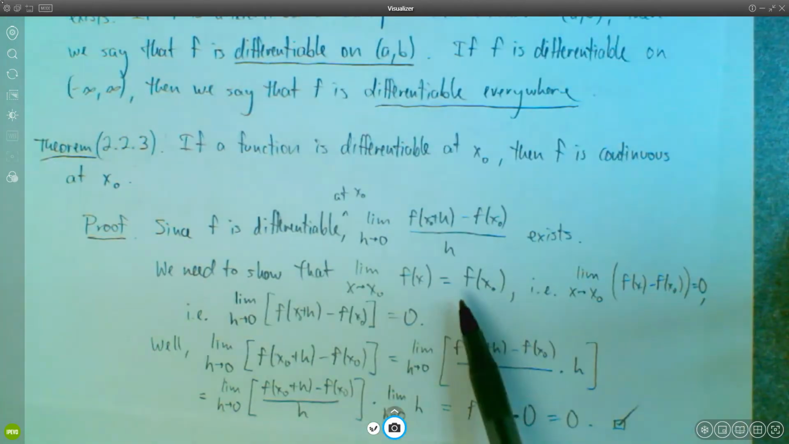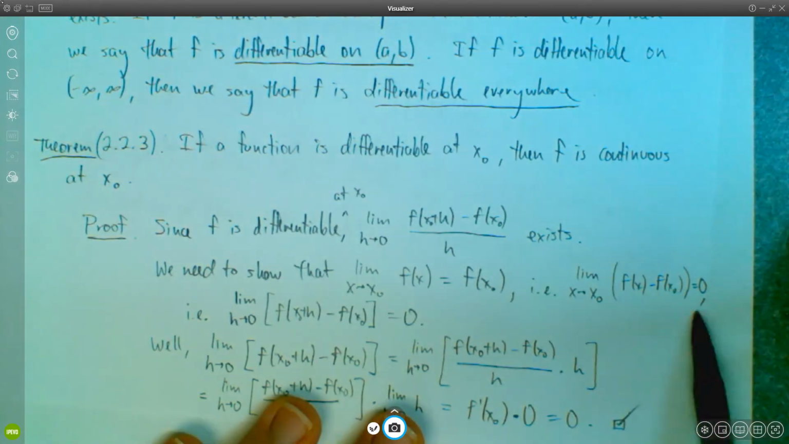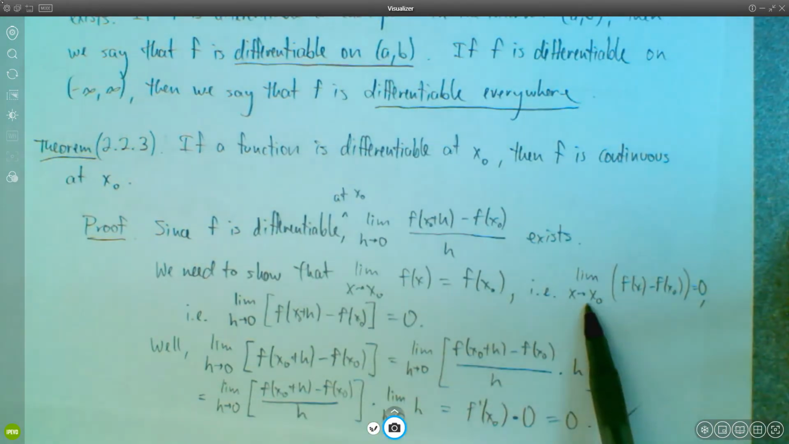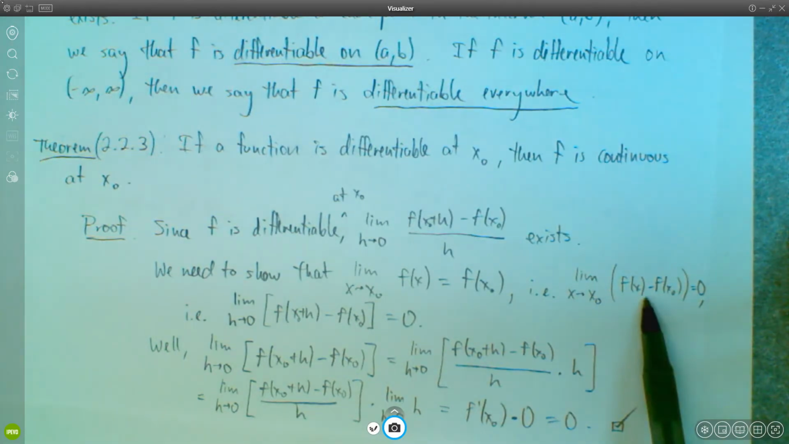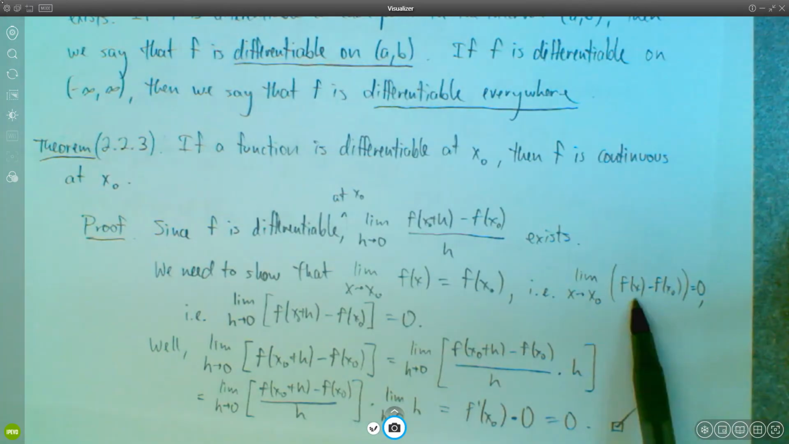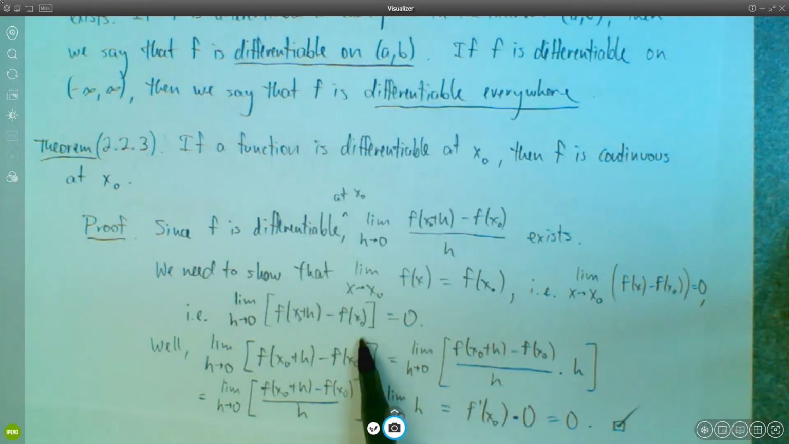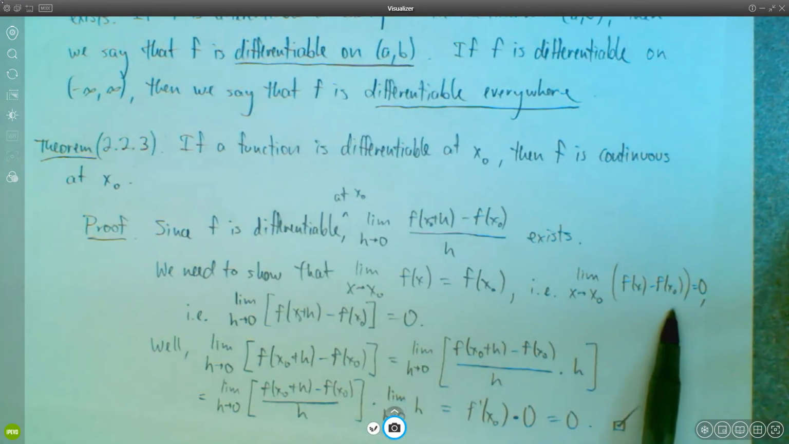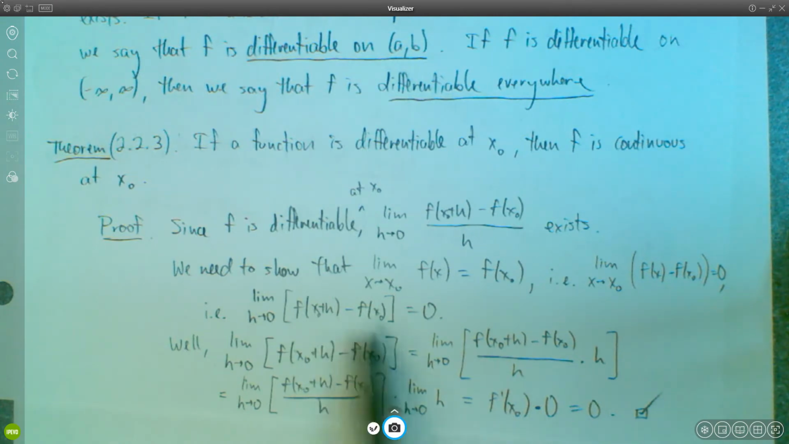and then take the limit as x approaches x naught of that thing. Since it's a constant value, it's not going to change. So what we end up with is this statement: the limit as x approaches x naught of f of x minus f of x naught equals 0. This is what we need to show. Well, if we make the replacement x minus x naught equals h, then we get this limit, which is the same thing as this one. So we need to show that the limit as h approaches 0 of f of x naught plus h minus f of x naught equals 0.